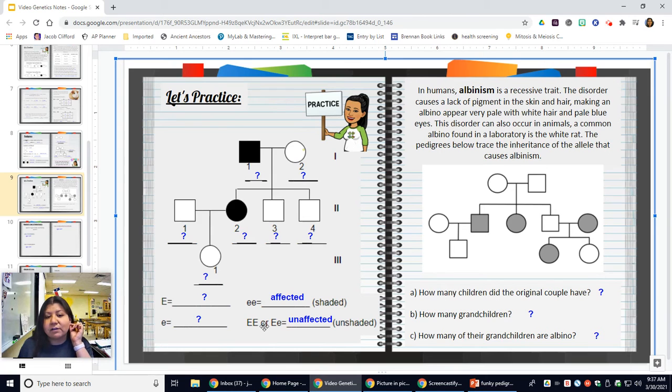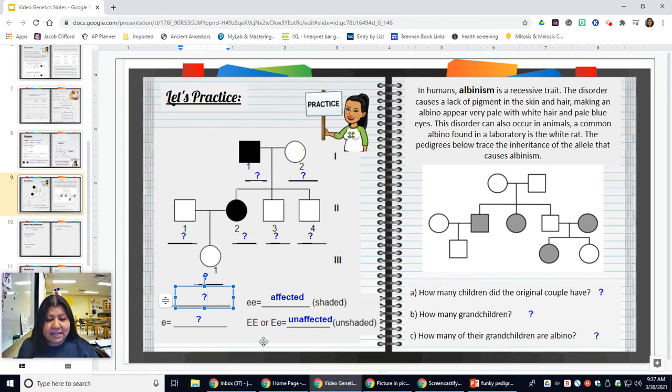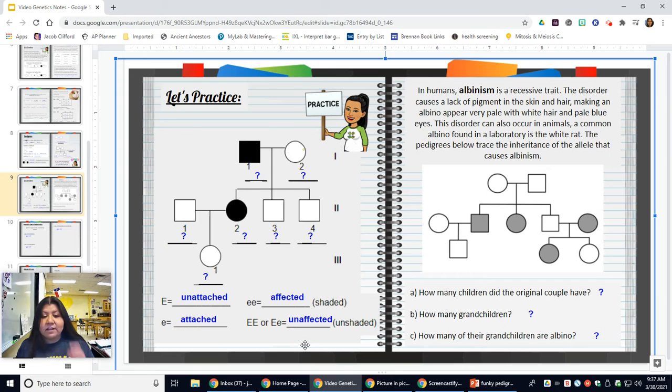Yeah, mine hangs down just a little bit. Okay, so we have attached or unattached earlobes. Big E is actually unattached, and little e is attached. More people have earlobes that just hang down than ones that go straight into the side of your head.